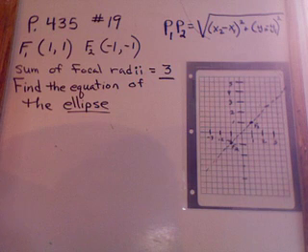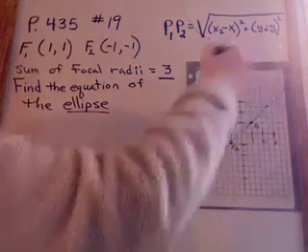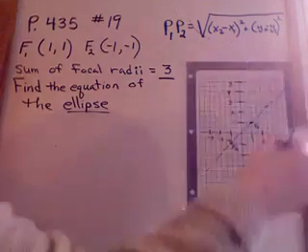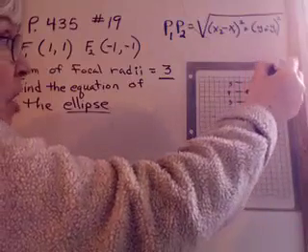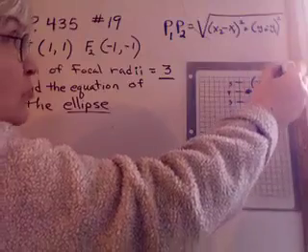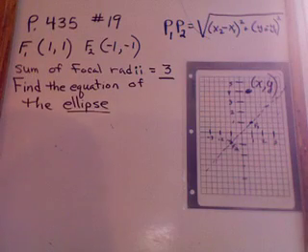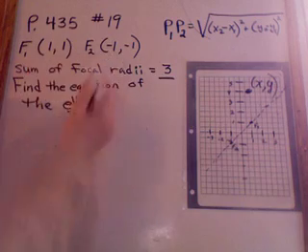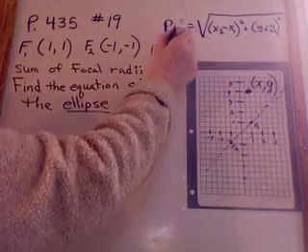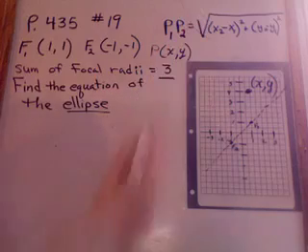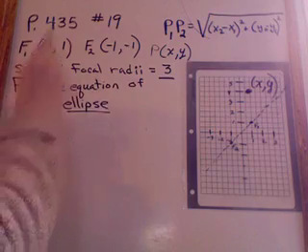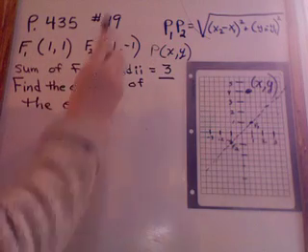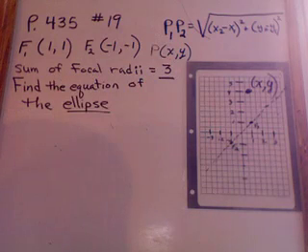So let's use the distance formula. I don't really know where the ellipse is at this point, so it's some random point. So I'm just going to put a random point up here and call its ordered pair x, y, because I don't know what the ordered pair is yet. But I do know the ordered pairs of these two. Now, if I use the definition of an ellipse, the distance from F1 to that point plus F2 to that point should equal 3, which is the sum of the focal radii.